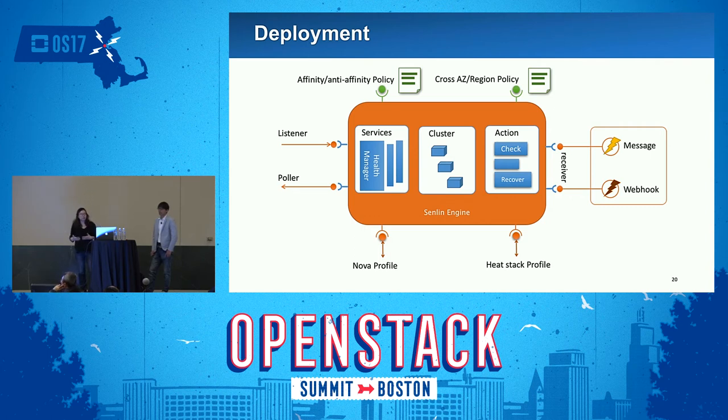So how does Senlin handle this? In this case, we provide the affinity/anti-affinity policy and the cross-AZ policy. By attaching such a policy to a cluster, we can control where a new node is placed when we need to create the cluster. We can balance all the workload into different rooms to increase availability, and we can point out what kind of node group should be anti-affinity into different nodes. So that's very helpful.